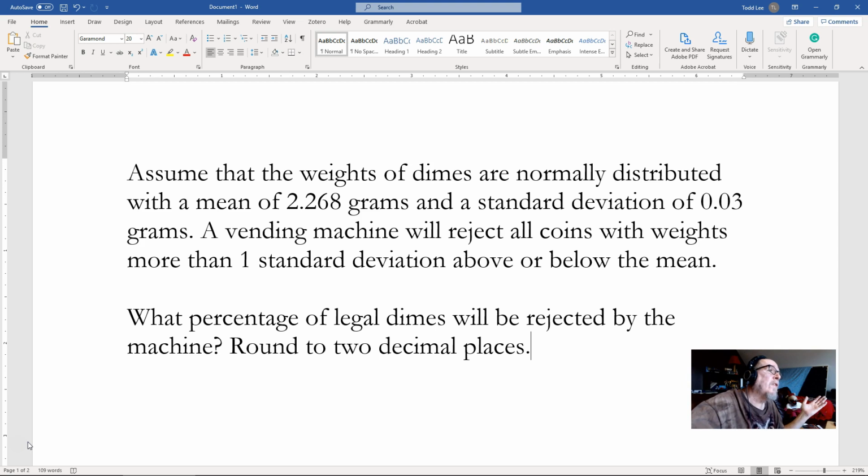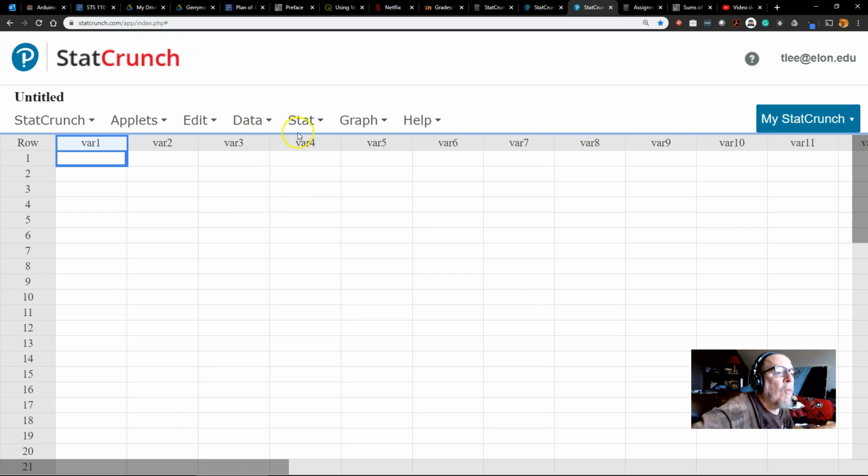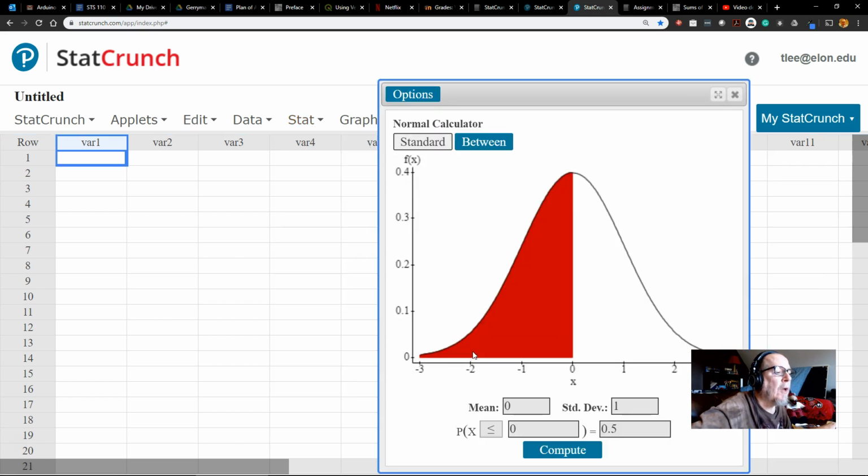But let's use this as a chance just to review one more time how to use the normal calculator on StatCrunch. So let's go over there real quick. You can stop now if you know how to do that. We are going to go to Stats, Calculator, Normal. Boom, there's our normal. Okay. Now we have a mean. Well, one we're going to do between.